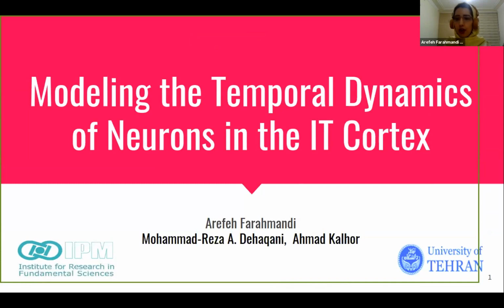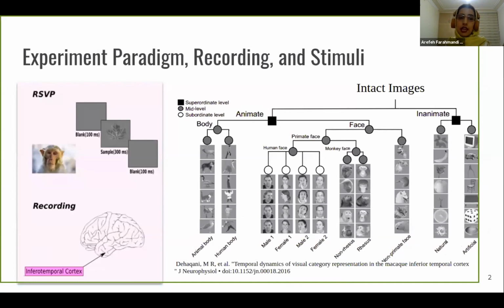Okay. Let's go. I want to talk about modeling the temporal dynamics of neurons in the IT cortex. Our project is based on an experiment which was done on two monkeys. We have a rapid serial visual presentation in our task, and as you can see, we showed monkeys a 100 millisecond blank gray screen. After that, we show our image, which takes about 300 milliseconds. After that, again, we have a blank gray screen.